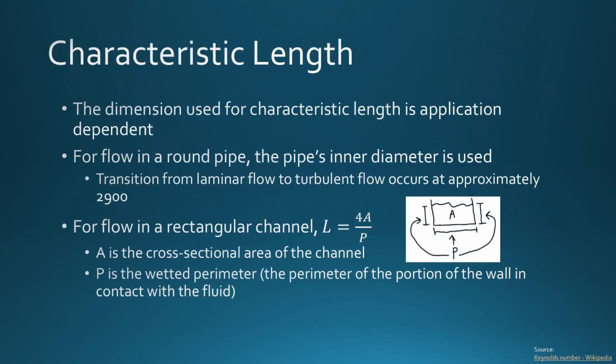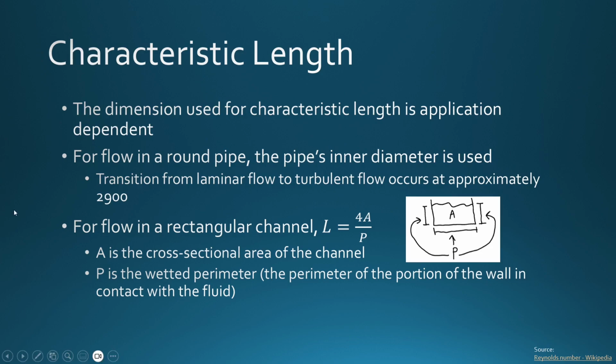We will now go over a few of the different applications and what characteristic length will be used for these applications. So, as I said, the dimension is application dependent. For example, for flow in a round pipe, the pipe's inner diameter will be used. And in this case, the transition from laminar flow to turbulent flow will occur at approximately 2900. Notice once again there are no units for Reynolds number because it is a dimensionless number.